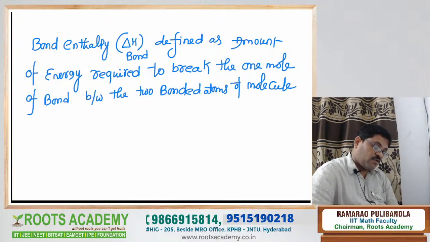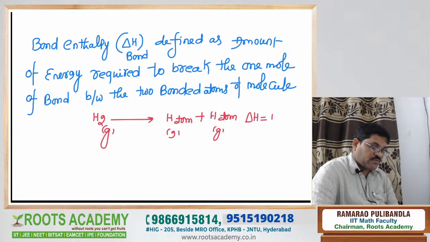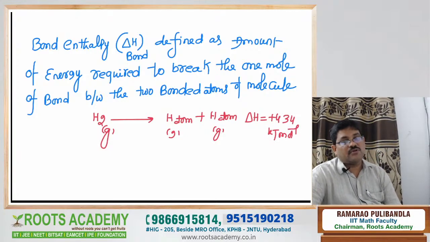Now basing on that bond enthalpy, take the example of H2 gas. H2 gas on heating gives rise to what? We get H atom in the gas state plus H atom in the gas state. That is called bond enthalpy. The amount of energy required is plus 434 kilojoules per mole. You write the statement with one example.